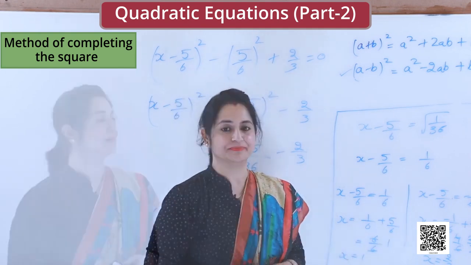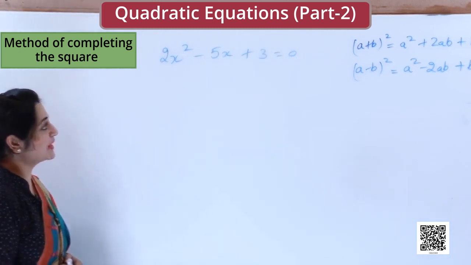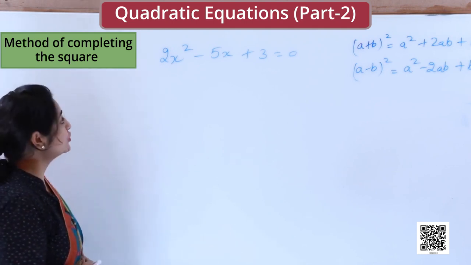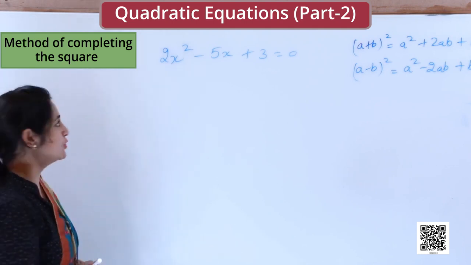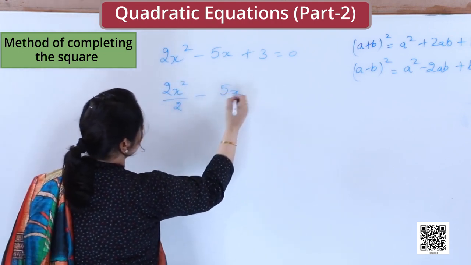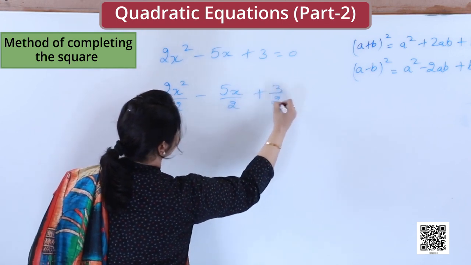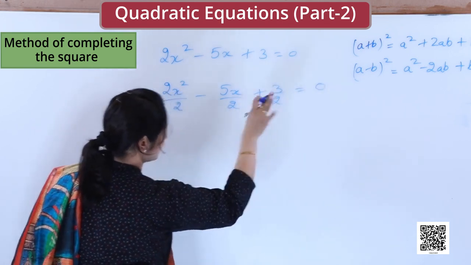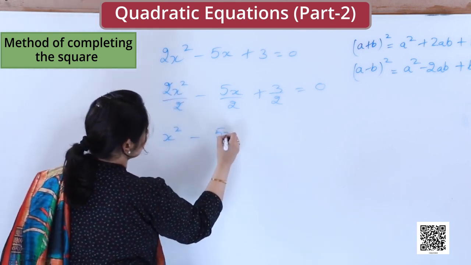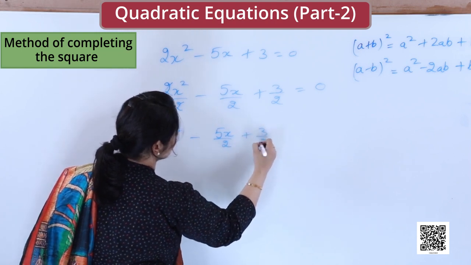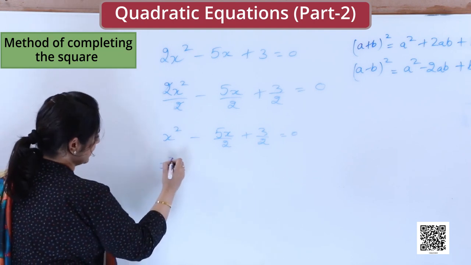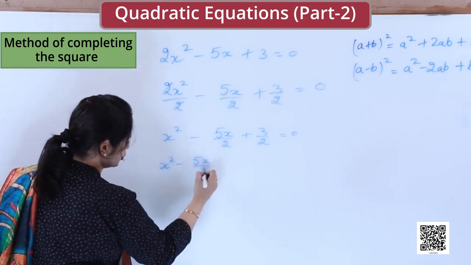Let's see another example. Our next example is 2x² − 5x + 3 = 0. Here again the value of a is 2. We need to make it 1, so we will divide the whole equation by 2. So we can write 2x²/2 − 5x/2 + 3/2 = 0. 0 upon 2 will again make 0 only. This 2 will get cancelled and we will have x² − 5x/2 + 3/2 = 0.